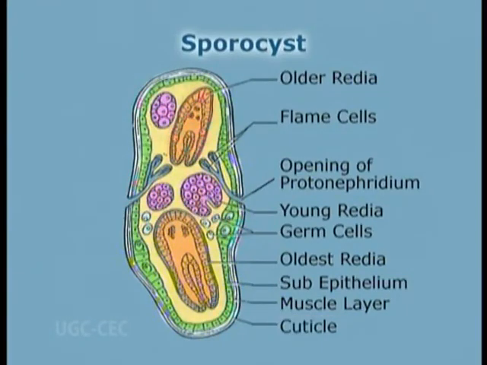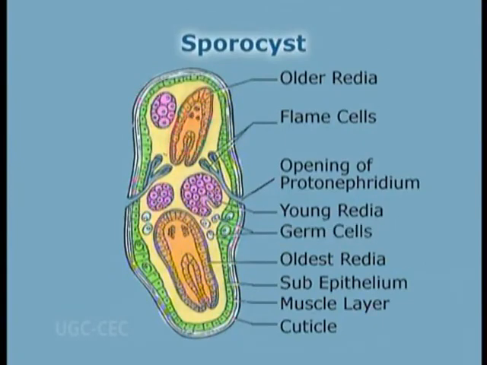The brood chamber is a hollow space, and in the center of the sporocyst are found the germ balls. Now friends, what is a germ ball? A germ ball is a group of germ cells. So, many germ cells will come together and form a ball-like structure, a germ ball. You can also see this in the figure.